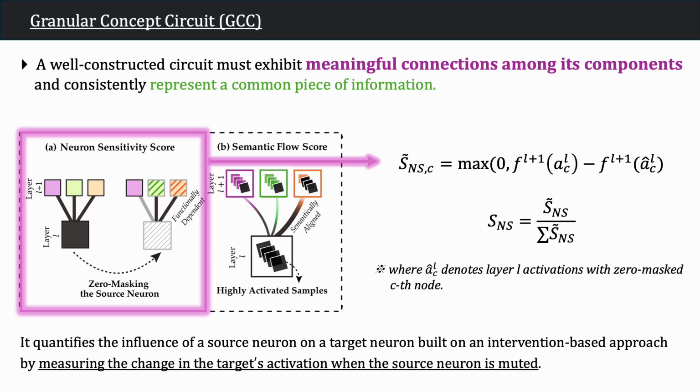Specifically, we mask out a target neuron in layer L by setting its activation to 0 and then observe how much the activation of neurons in layer L+1 changed. In other words, it quantifies the influence of a source neuron on a target neuron using an intervention-based approach. If masking the target neuron causes a large change in the source neuron's value, we interpret this as a strong functional dependency between the two.